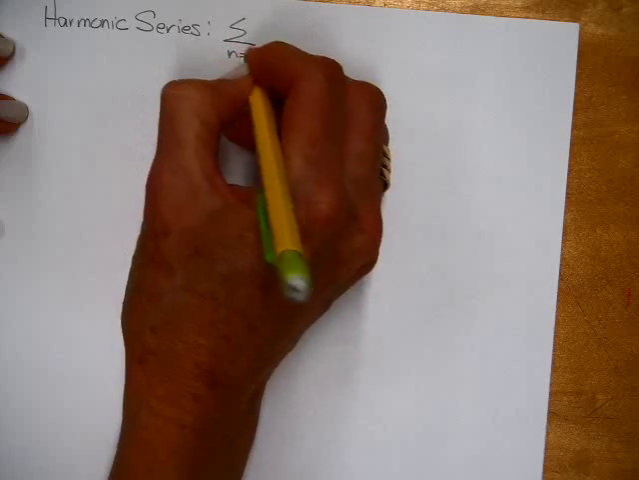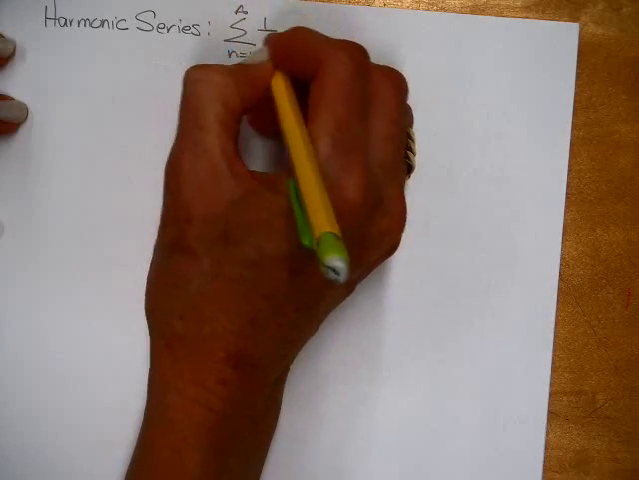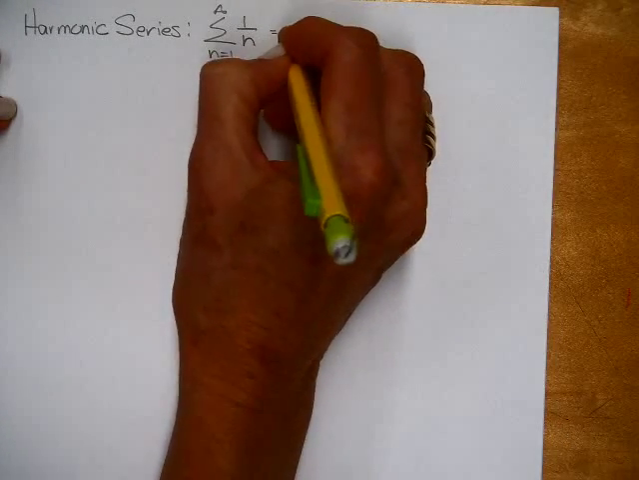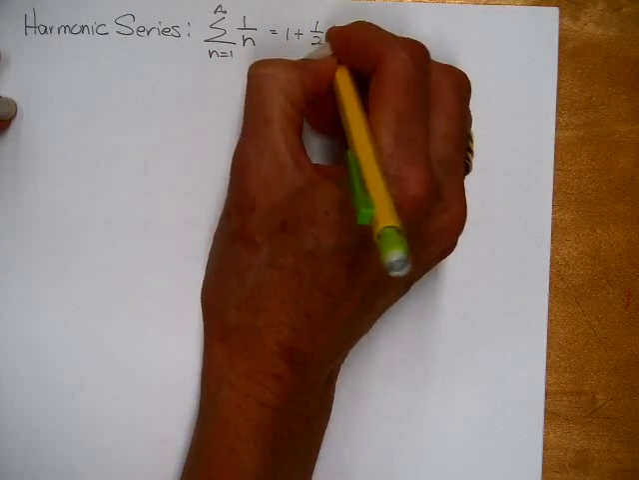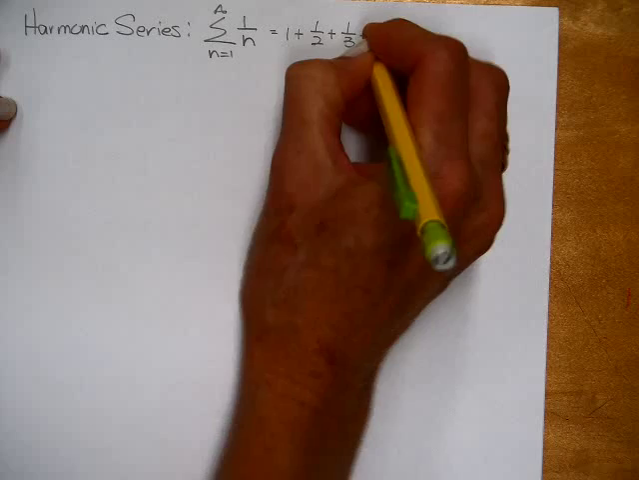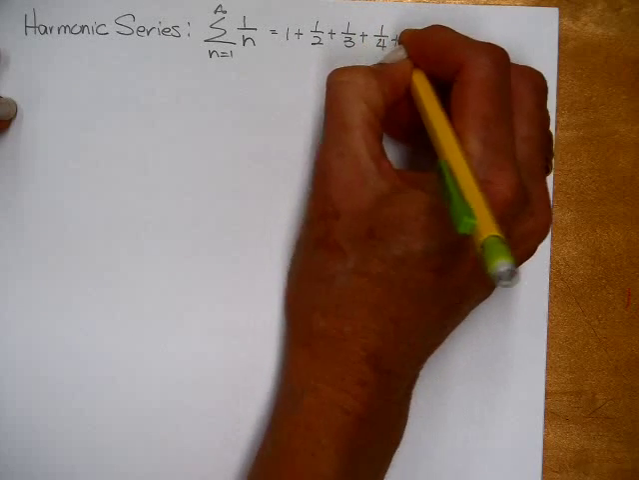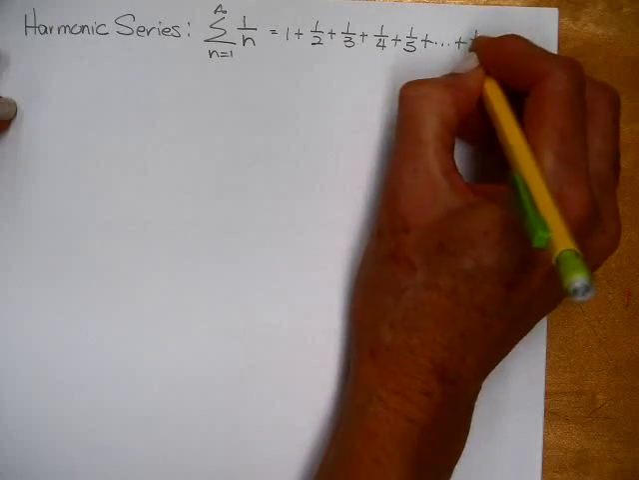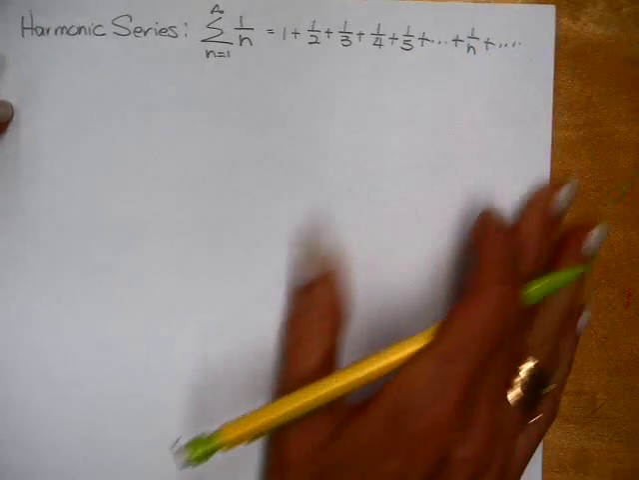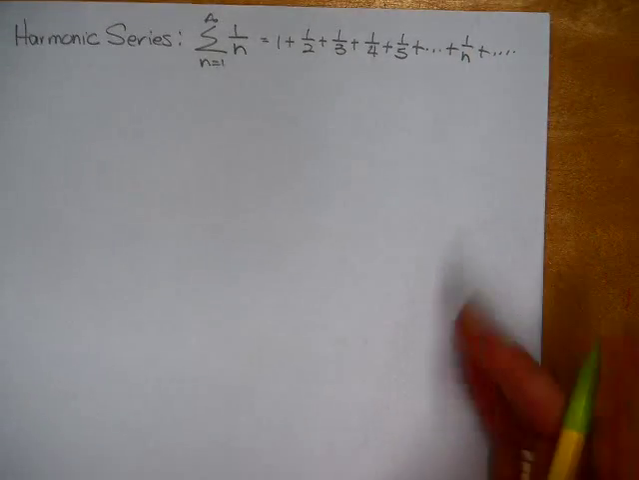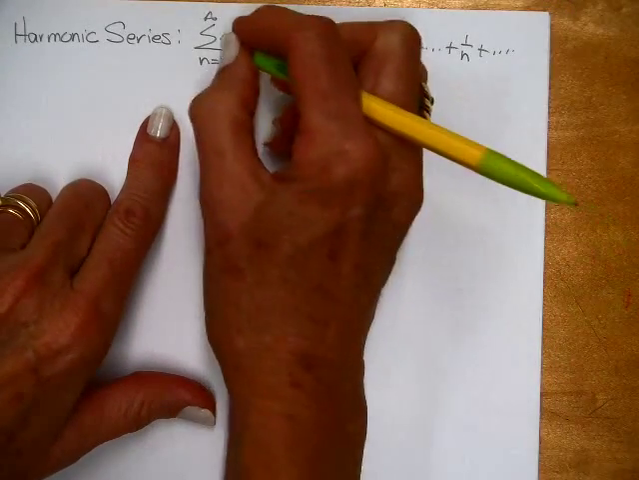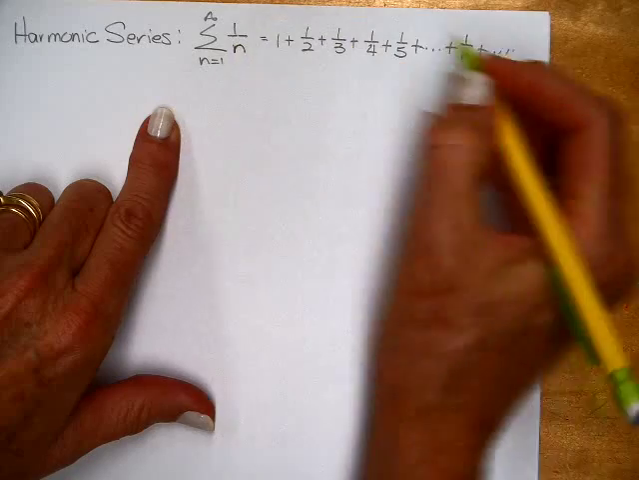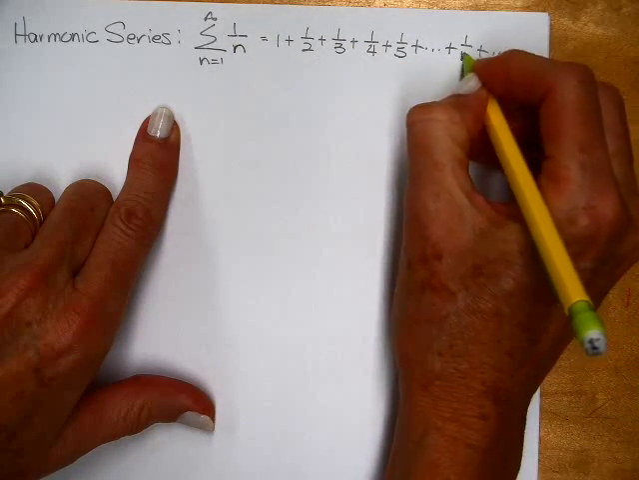All right, harmonic series. The series from n equals 1 to infinity of 1 over n. So this would be 1 plus 1/2 plus 1/3 plus 1/4 plus 1/5 plus dot dot dot plus 1 over n plus dot dot dot. Yeah, that's an n, and this is an n.